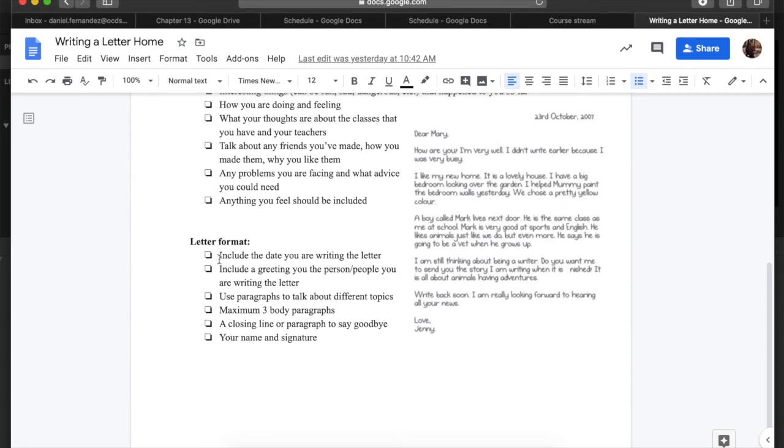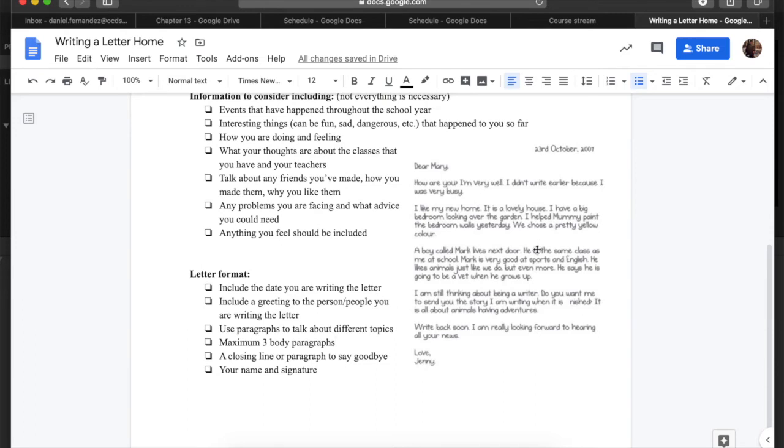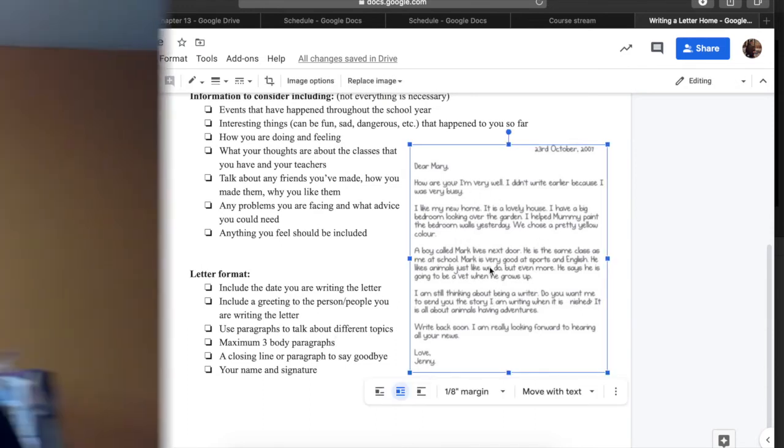And then the letter format. Include the date you are writing the letter. Include a greeting to the person you are writing the letter to. Should probably include a greeting to the people you are writing the letter to. Use paragraphs to talk about different topics. So your letter is not going to be one whole paragraph. Maximum 3 body paragraphs. And then a closing line or paragraph to say goodbye. And your name and signature. And I've even included just an example of a letter here.